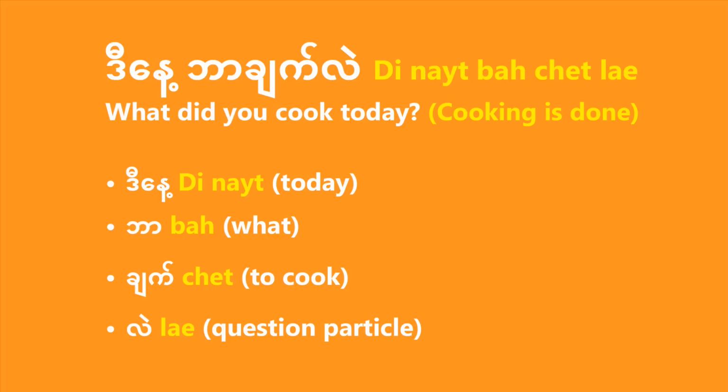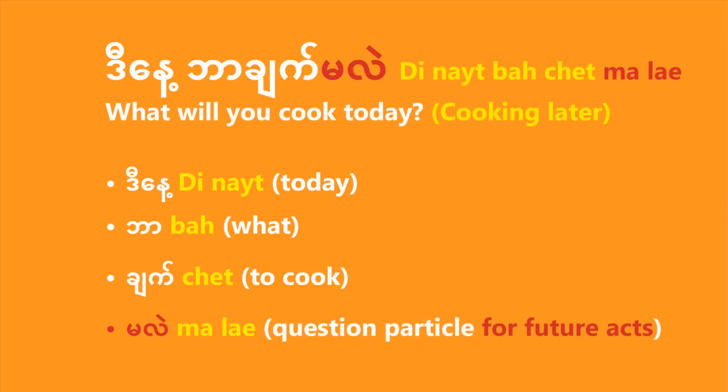Now suppose you're with someone who has not cooked the breakfast, lunch, dinner, or whatever the meal happens to be that you're talking about. Then you ask, Dine ba le? That roughly means, what will you cook today? Or what are you going to cook today? Unlike English, the Burmese verb che, to cook, doesn't change shape or form. But when you're asking about future action that hasn't happened yet, you use male instead of le to end your question. This is the difference.